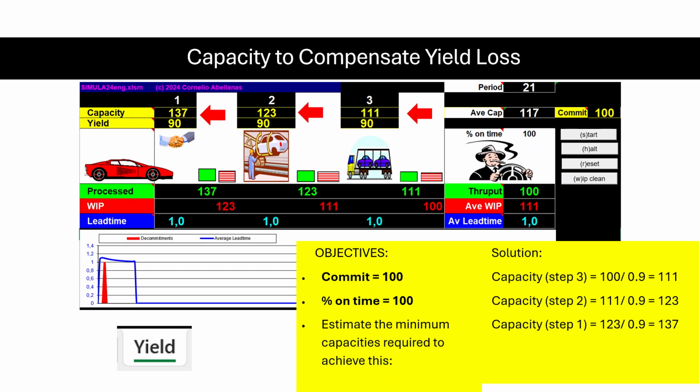Solution. Capacity, step 3, equals 100 divided by 0.9, which is equal to 111. Capacity, step 2, equals 111 divided by 0.9, which is equal to 123. Capacity, step 1, equals 123 divided by 0.9, which is equal to 137.